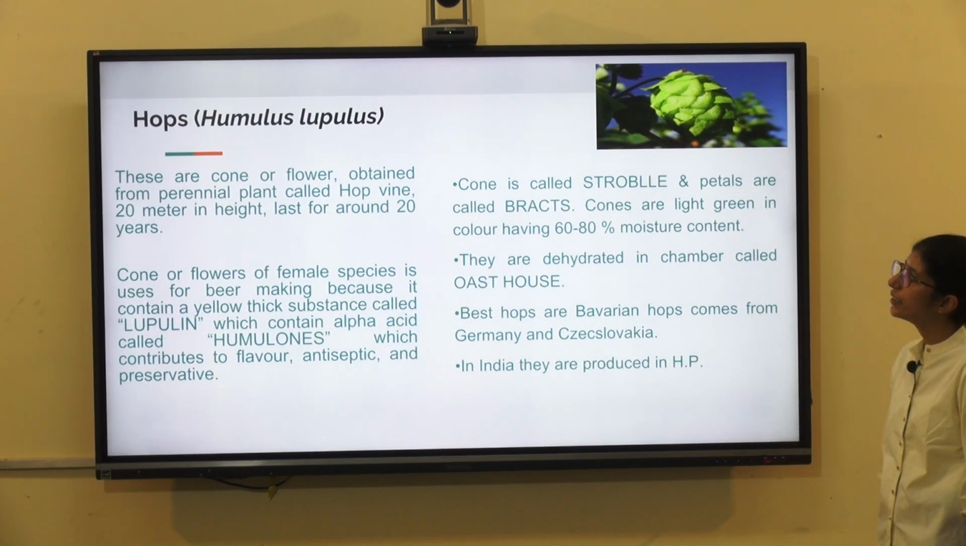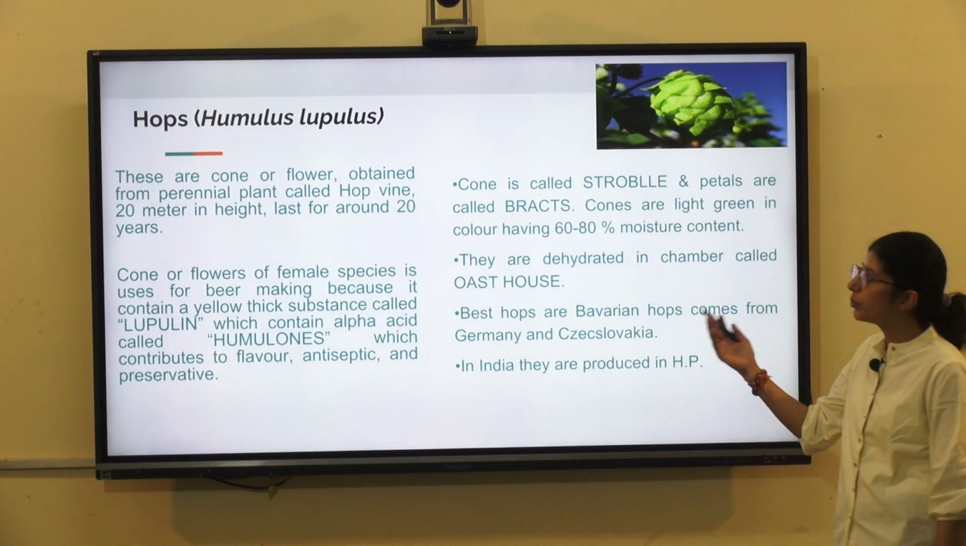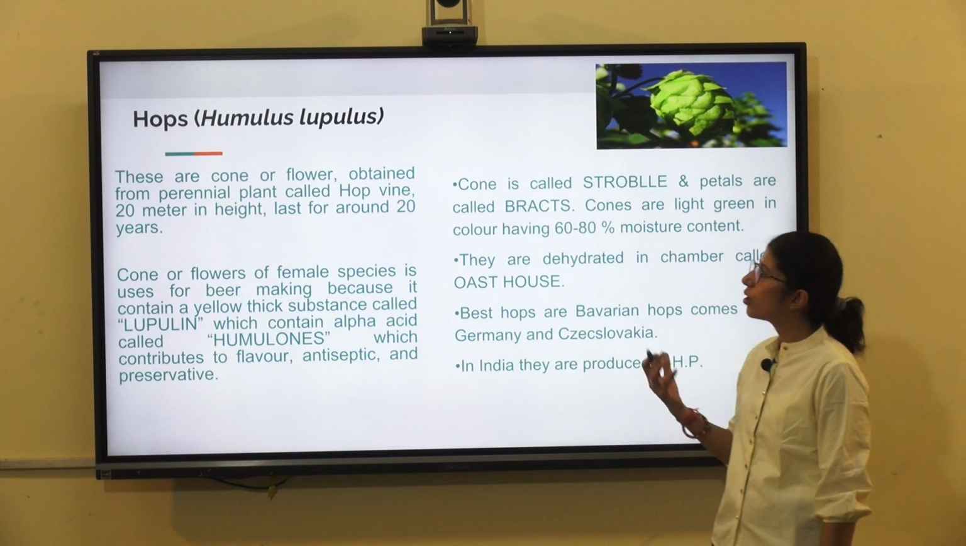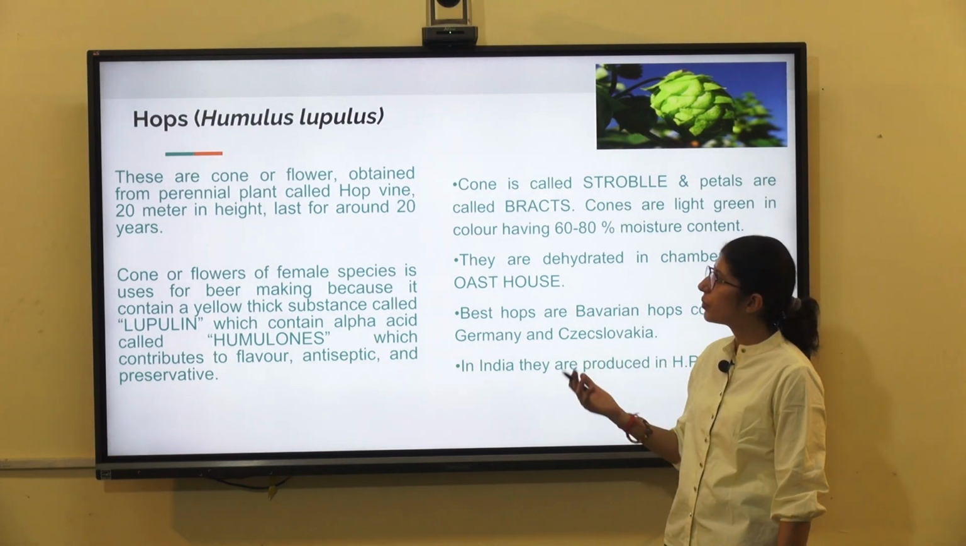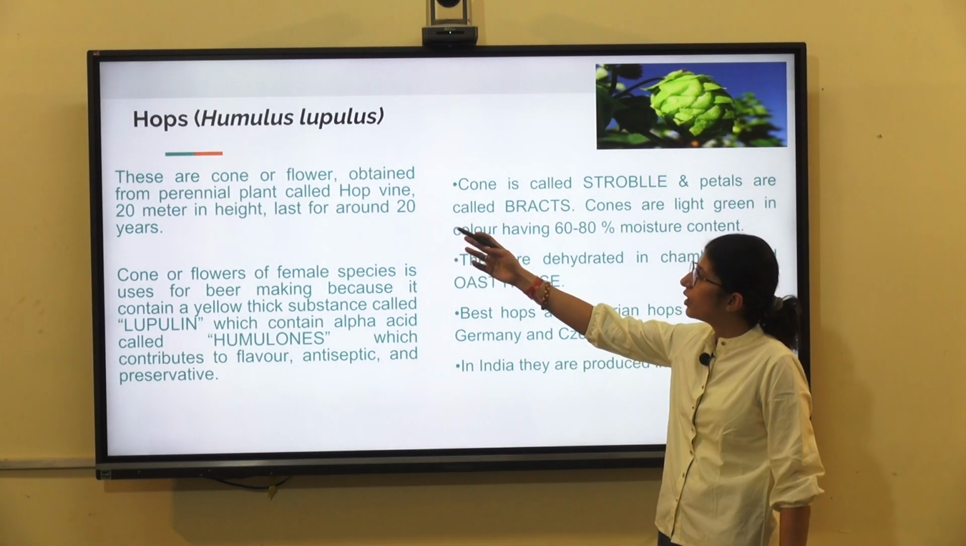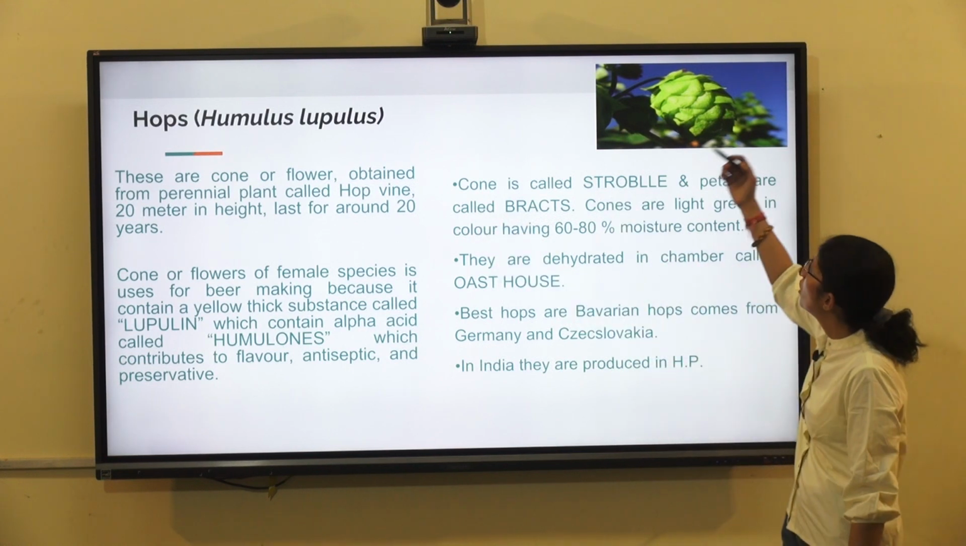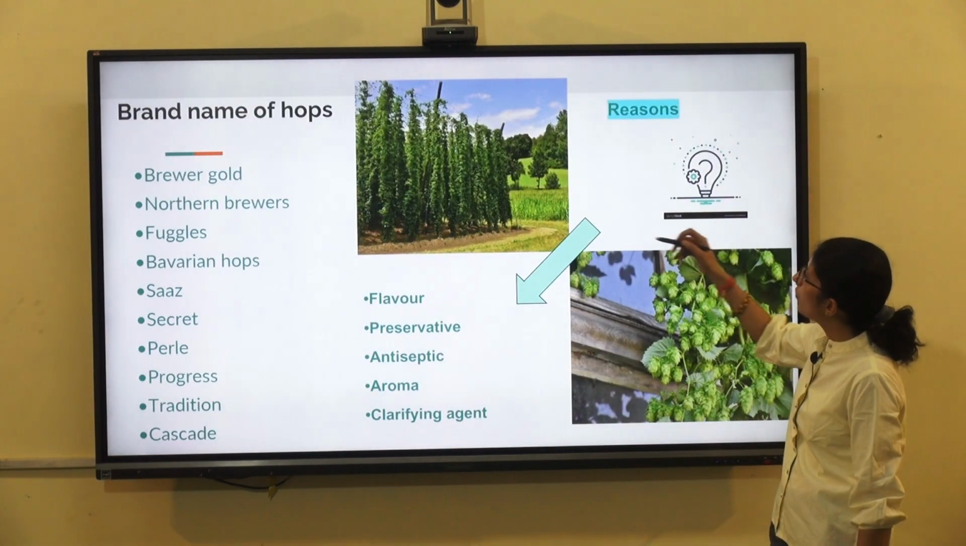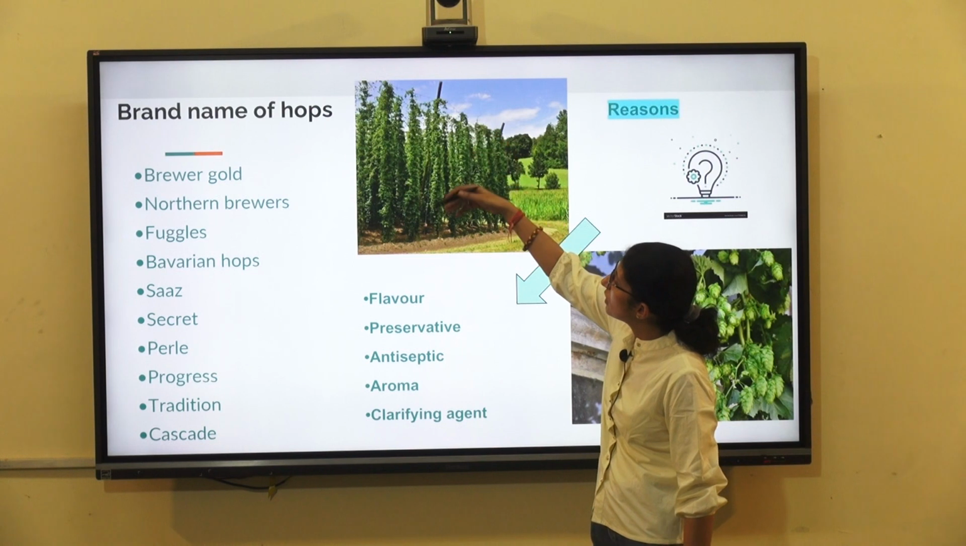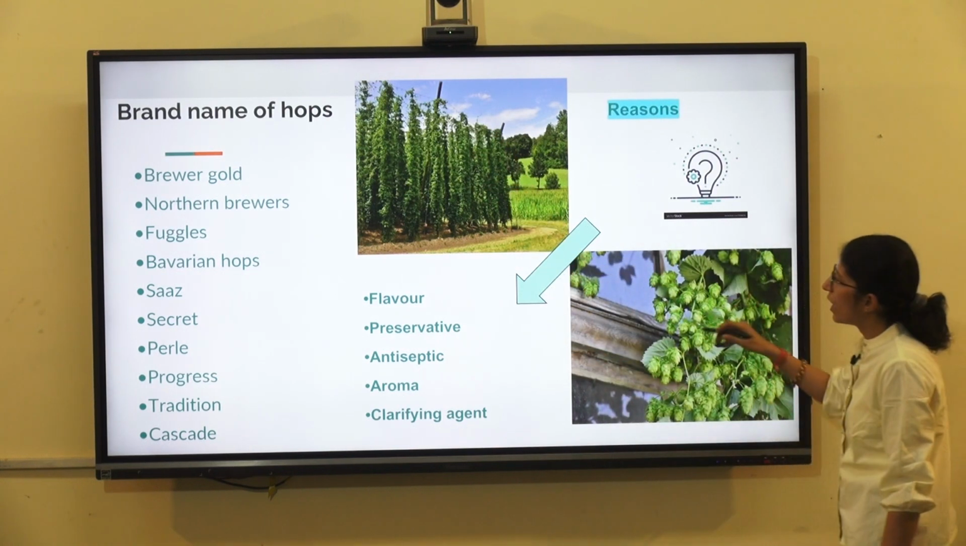Hops. This is the second ingredient, which is biologically known as Humulus lupulus. It is a cone or flower from the female plant, obtained from a perennial herb, which is a hop vine. Hops are grown in the format of vines. These vines are 20 feet in height, and hops are grown in such a manner.